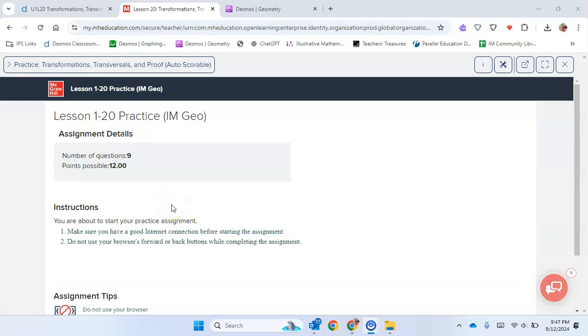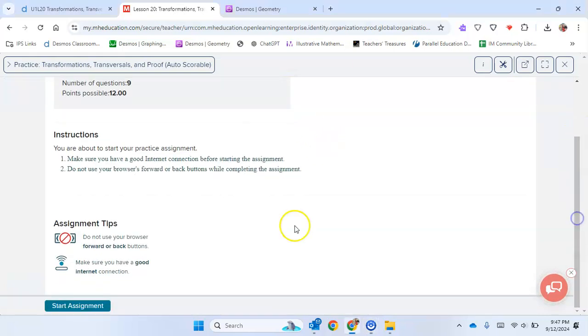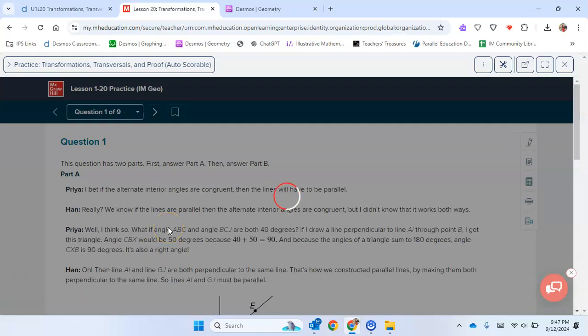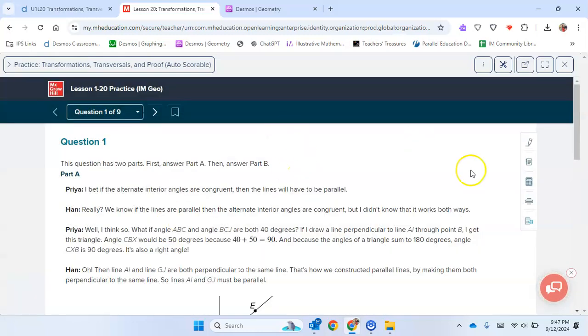Lesson 1-20 Practice. Transformations, Transversals, and Proof. Question 1. This question has two parts. First answer part A, then answer part B.